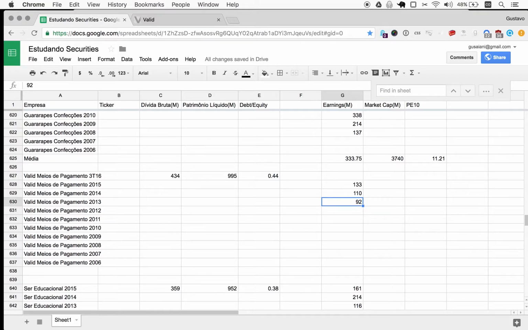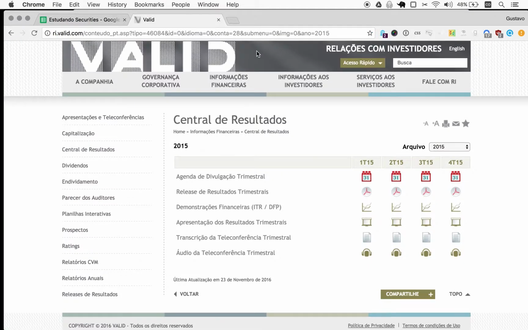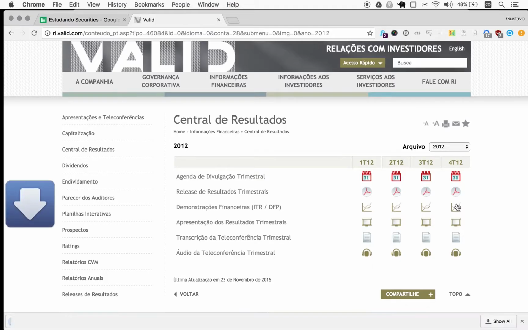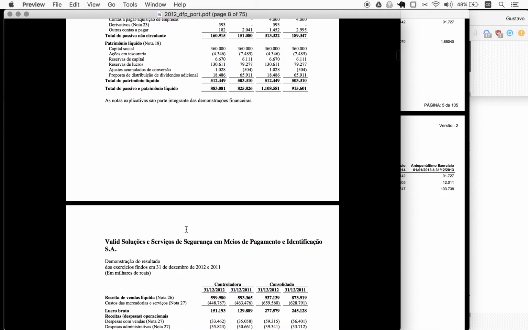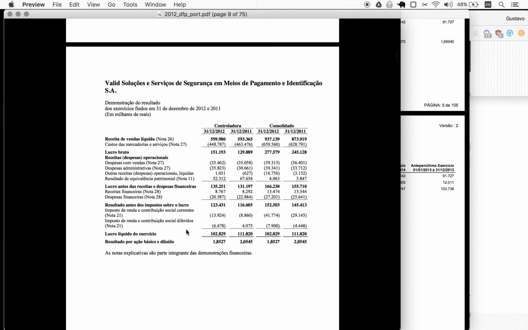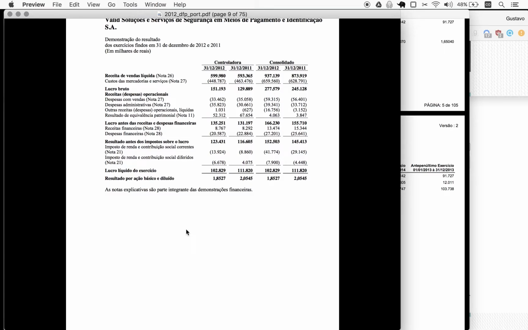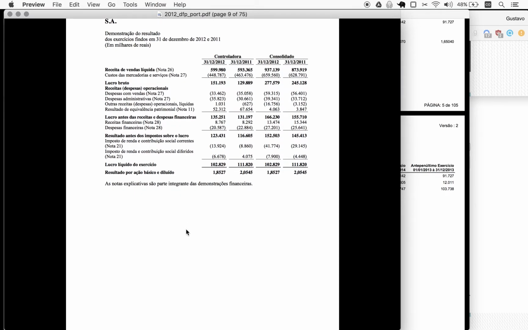Great. We go back to Valid. Let's go to past year. So we have 15, 14, 13. Let's go to 2012. Same thing. We go to the results table. Okay, for this one, we have 2 years worth.